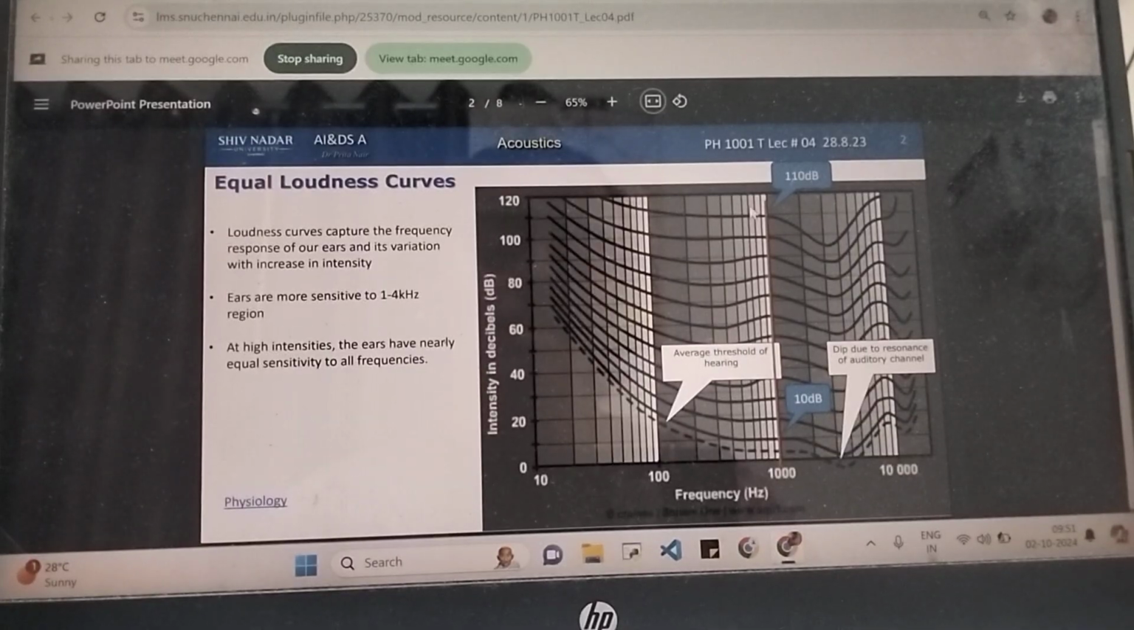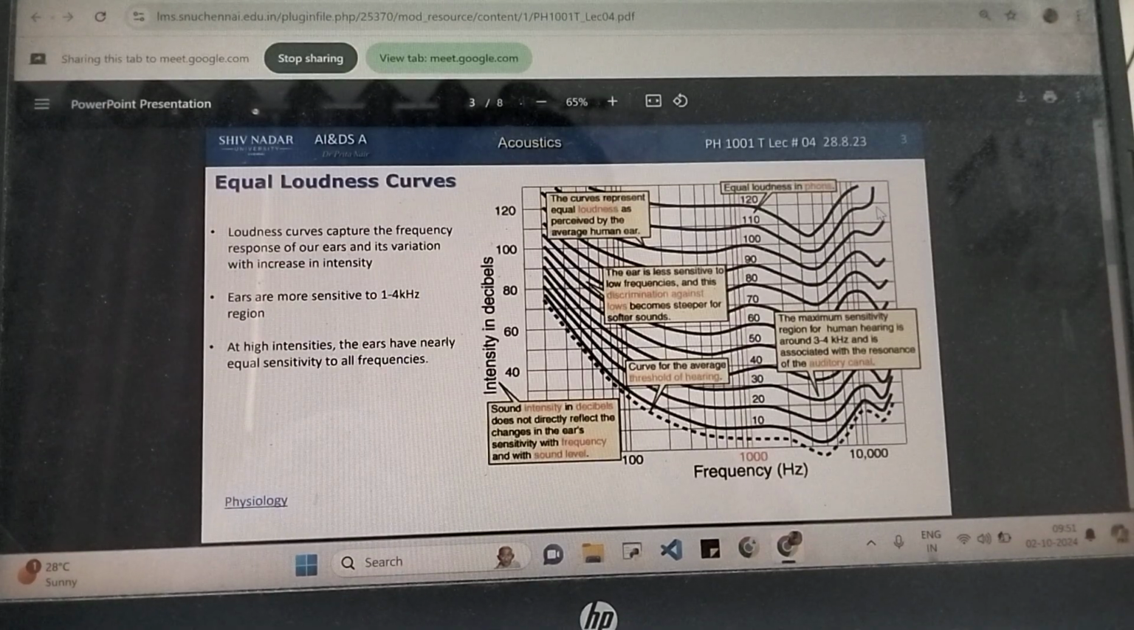That is why there is this dip in the curve around 1000 to 4000, which indicates that the minimum loudness level I require to hear a sound in this frequency range is a little less compared to the minimum loudness level I require to hear a sound in another frequency range. So is it clear? Yeah, this slide says the same thing.